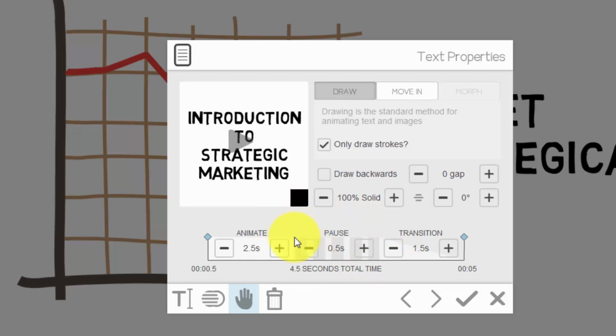And what the pause does is it allows us to pause after the animation is being drawn. And what you're trying to do with the pause is you are trying to match the timing of the animation to the actual voiceover. So if you look at animation plus pause, this should equal the timing of the actual discussion. So in other words, we will actually play Introduction to Strategic Marketing and you'll be able to see it then.